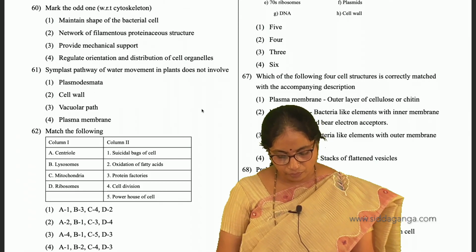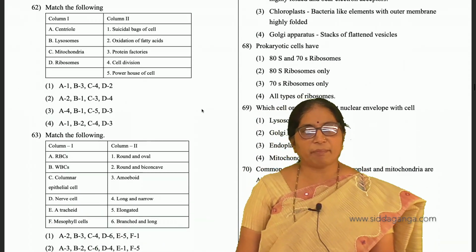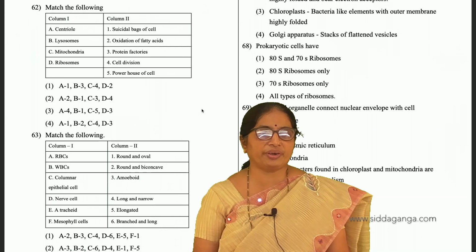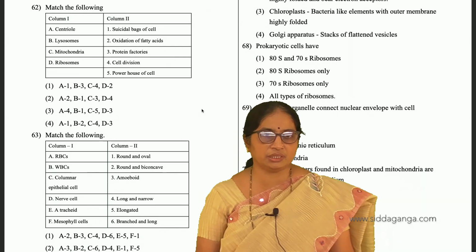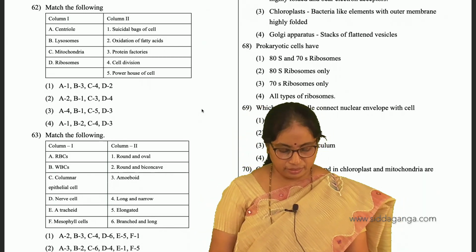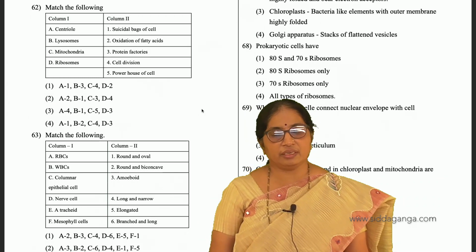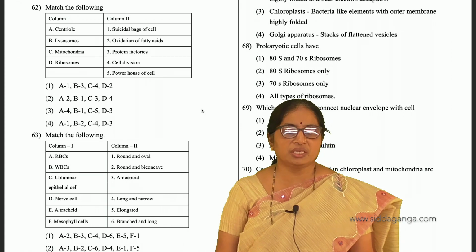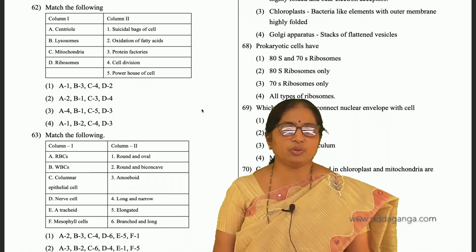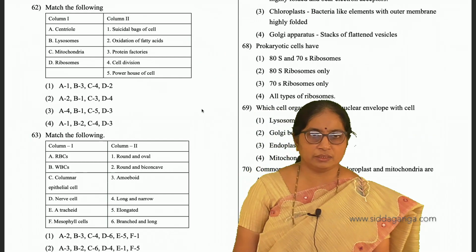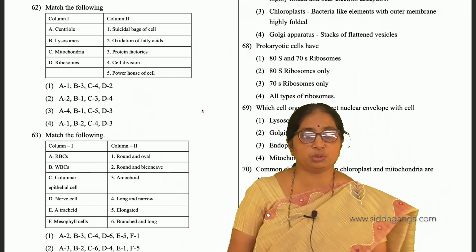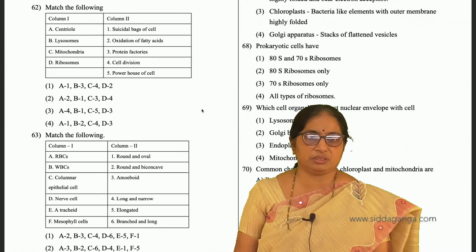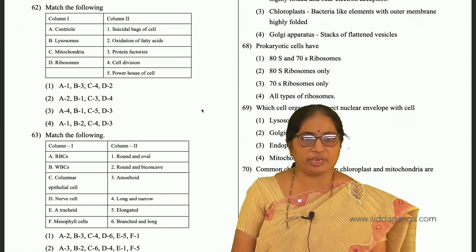Next, question number 62, match the following. So, on column 1 you have the various cell organelles, on column 2 you have the various functions of them, and column 1 is telling centriole. So, for centriole what you can match is cell division. Centrioles are a part of the centrosome and they are present only in the animal cells and they take part in cell division. Therefore, A and 4 you can match.